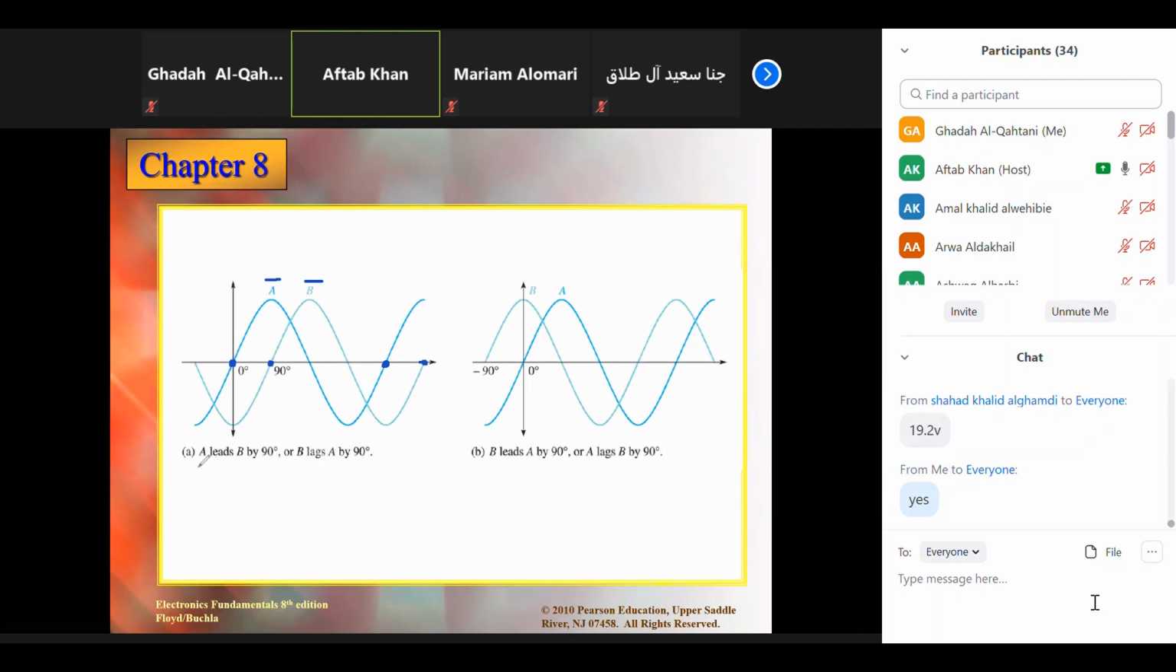So I can say A leads B. It's leading B by 90. Why? Because you see A is starting its minima here and B is starting its minima here. Who is advanced? If this is the time, A is starting earlier, so it is advanced or leads, but B is starting lately. It is called delay. So we can say that A leads B by 90. Also, I can say B lags A by 90. Both are the same thing. Clear?